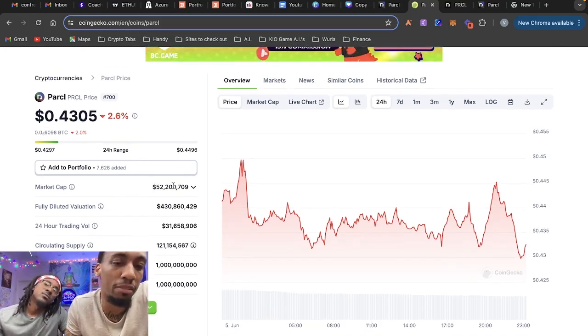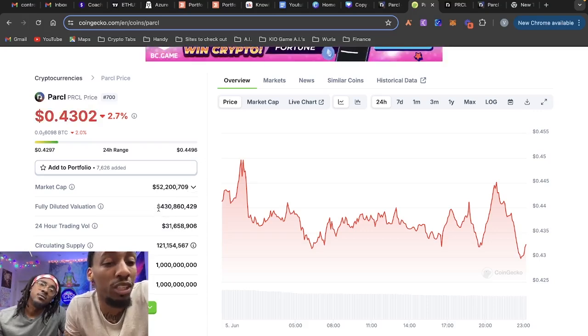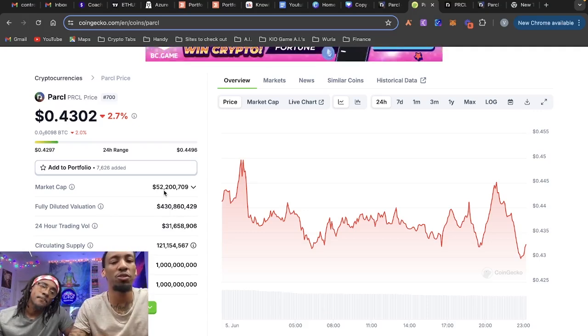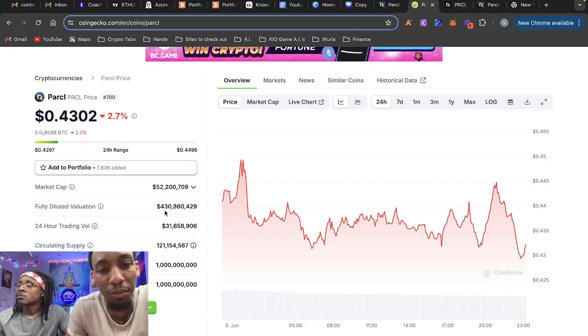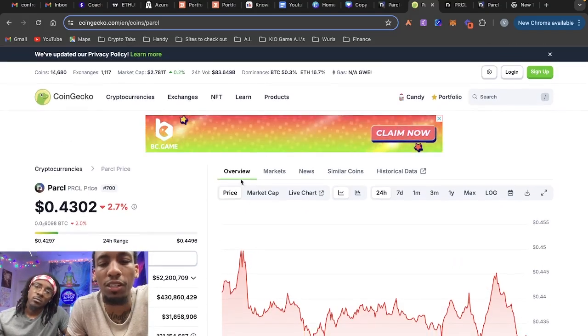So right now the market cap is 52.2 million, which is really small. But the fully diluted valuation is 430 million, which means there's an extremely small amount of tokens on the market. And we still need another 90-something percent of tokens to come onto the market. So let's figure out how they're coming onto the market.